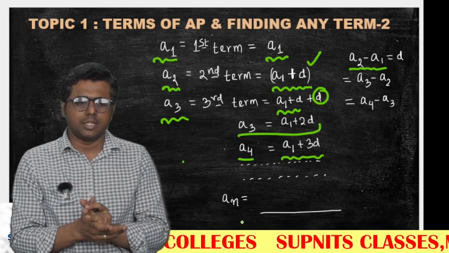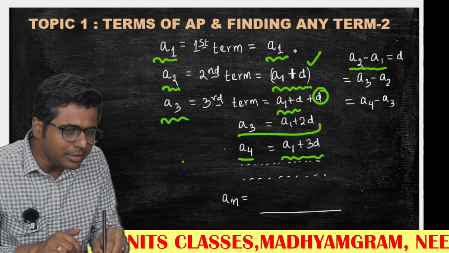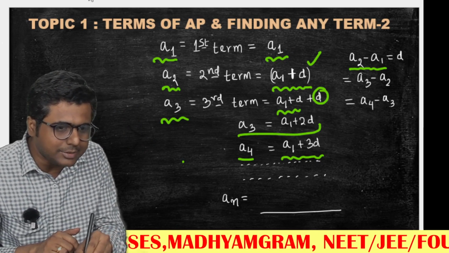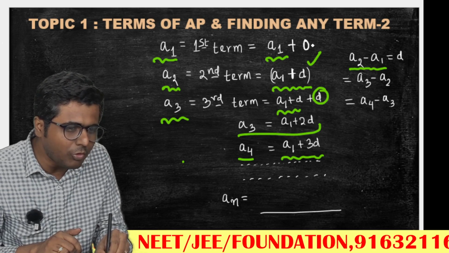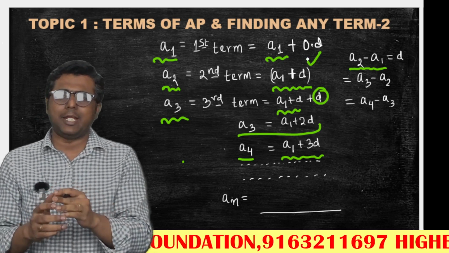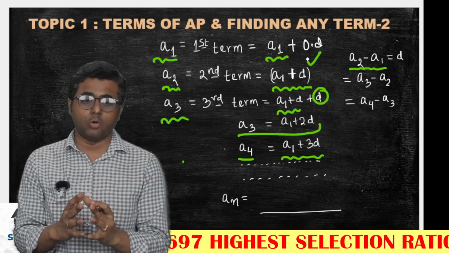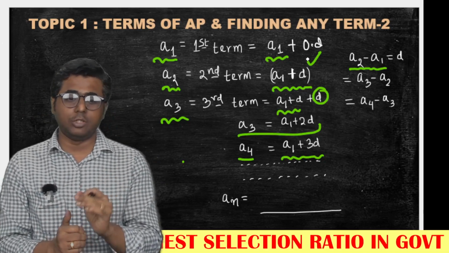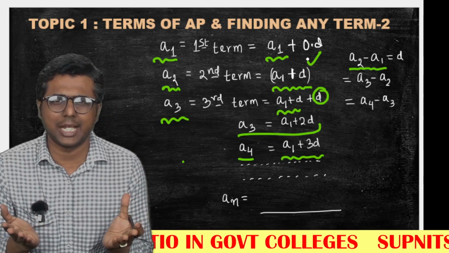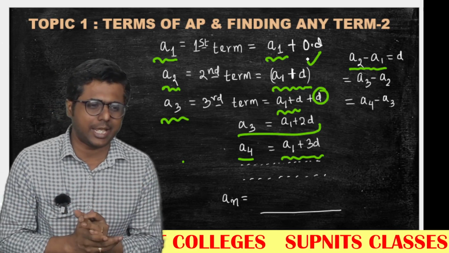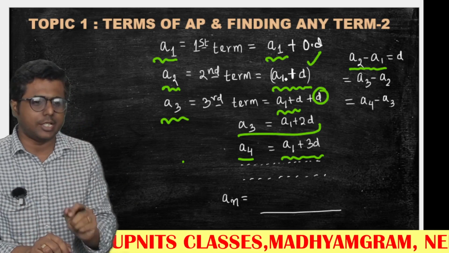So if you just find out what is the chronology, how it is coming. A1 is equal to A1. Can I write this? A1 is equal to A1 plus 0 into D. Anything multiplied by 0 will be 0, right? So, definitely 0 into D will be 0. So things are still A1, and the next one is A1 plus D, that is 1 into D.